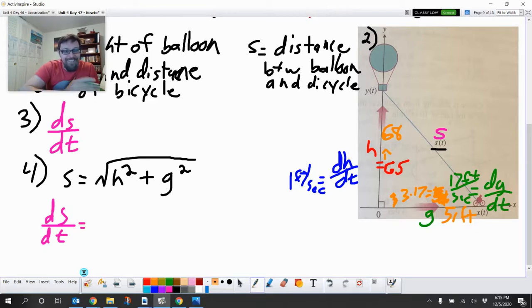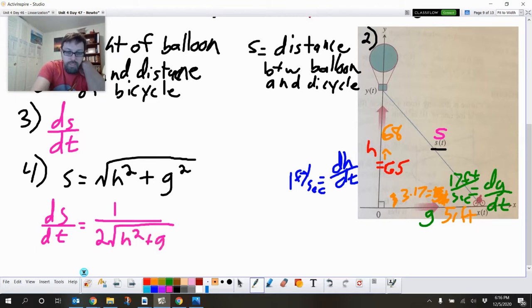We need to do the derivative of that square root. So that is going to follow the power rule. So I'm going to get a 1/2 in front. And all of that stuff is going to end up in the denominator. So I'll get a negative 1/2 exponent. So all of those pieces are going to go into my denominator. So I get a square root of h squared plus g squared.